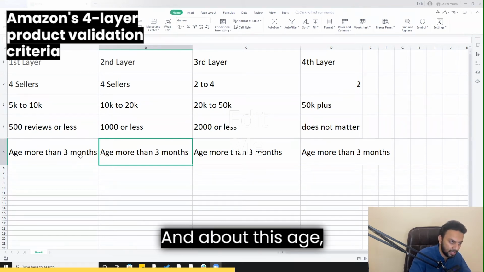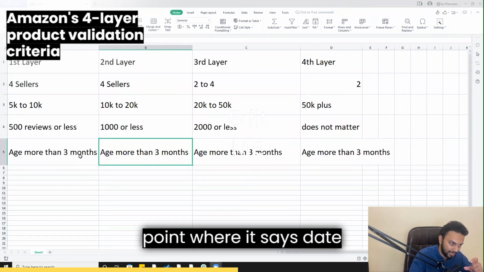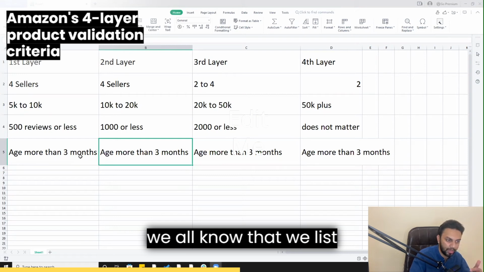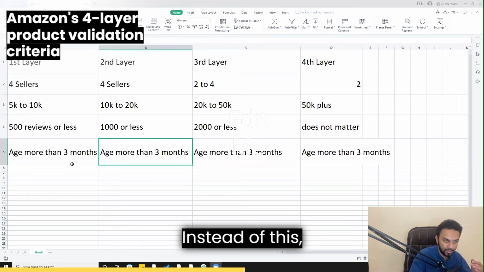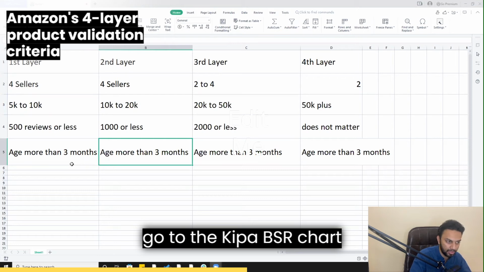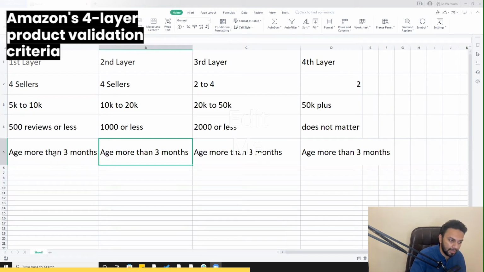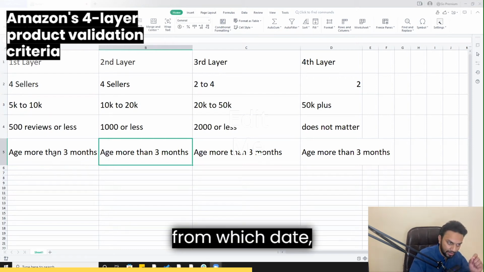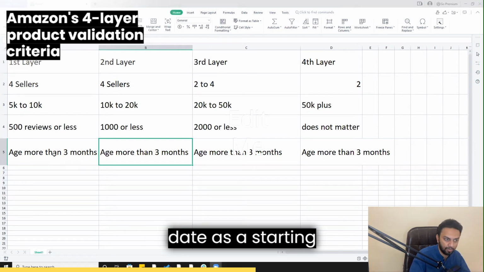And about this age, do not go to the data point that says date first available, because we all know that we list the product and then after 3 months we send the shipment to Amazon. Instead, go to the Keepa BSR chart, or the Helium 10 BSR chart, and see from which date this BSR graph is starting, and take that date as the starting point.